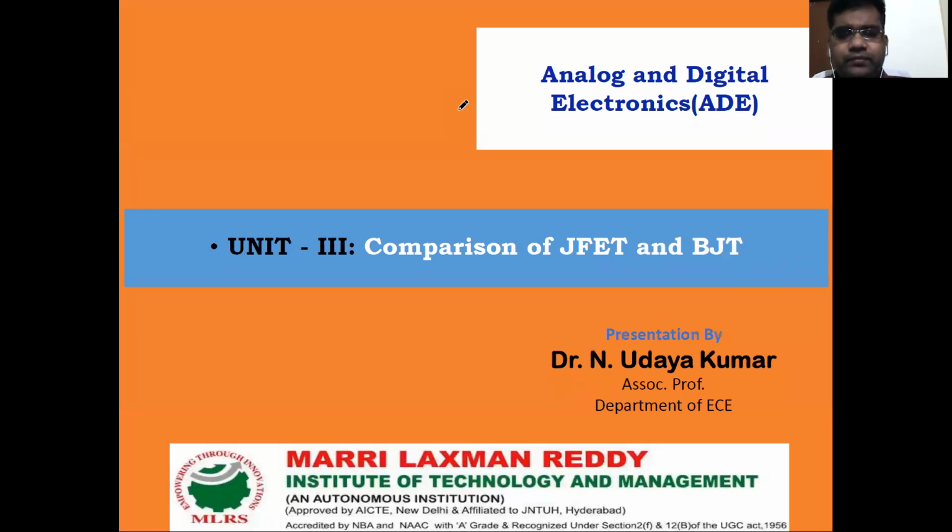FET is more temperature stable as compared to BJT.